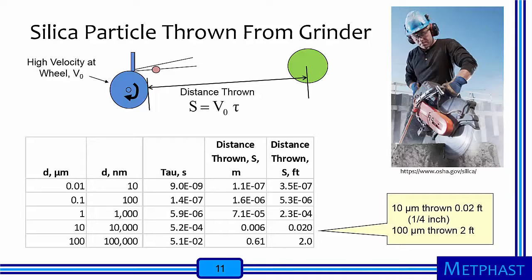A 10 micrometer particle is thrown only 0.02 feet, which is about a quarter of an inch. In contrast, a 100 micrometer particle would be thrown much farther, about 2 feet. So the eye protection required for the worker shown in the picture is to prevent ocular damage from impact of very large particles.